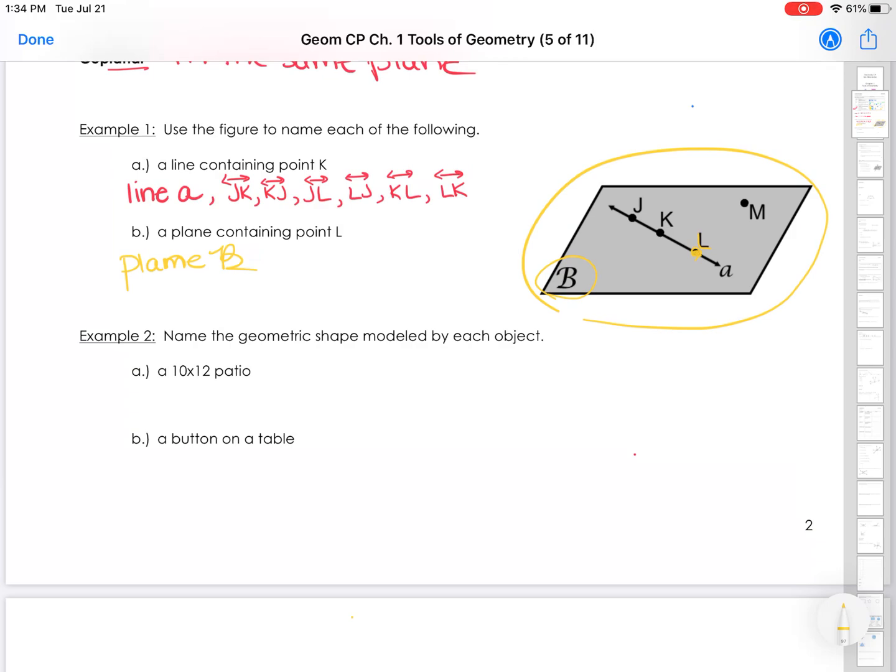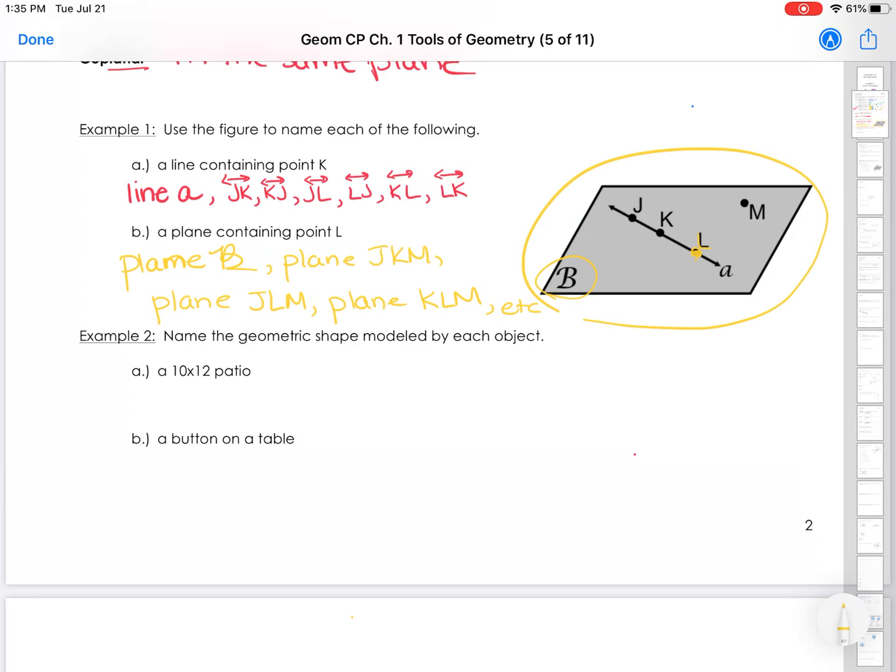We could also refer to this from any 3 points on the plane that are not all in the same line. So we could say this is plane JKM. We could call this plane JLM. We could call this plane KLM. We can also rearrange any of those letters. So KMJ or plane MJK or anything along those lines.